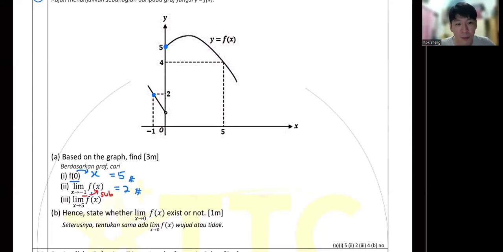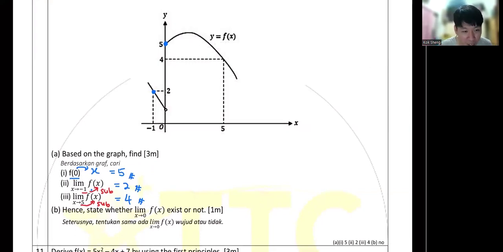Still okay, right? So I think you can find the last one for me. The limit as x tends to 5. This one needs to sub also. Look at the graph, x to 5 is here. I still feel curious why the graph is like this. So the answer is 4. Okay, 3 marks done.